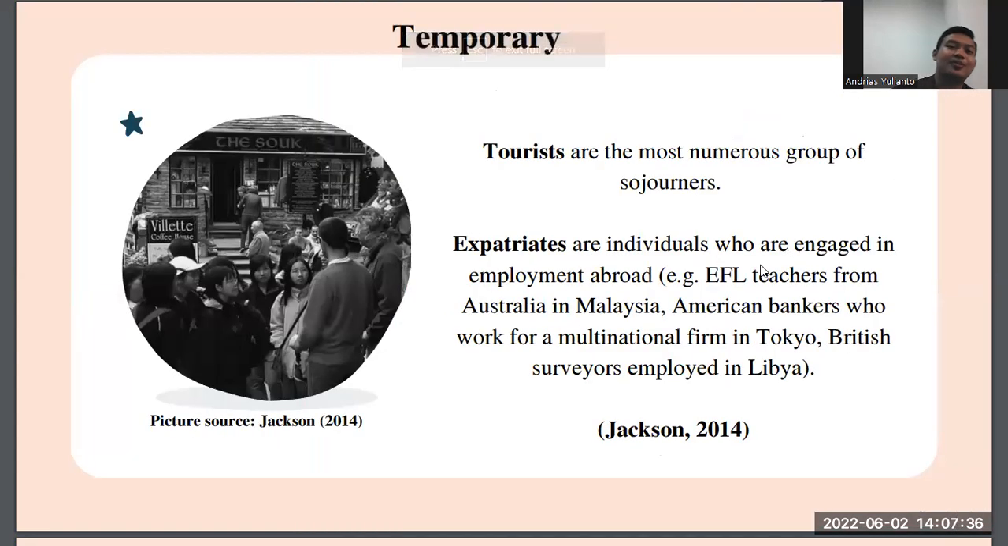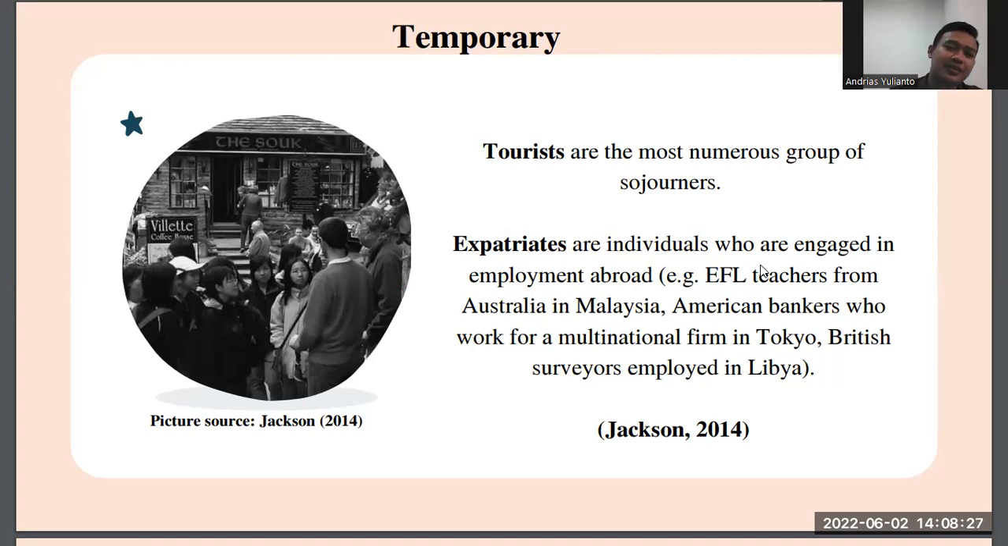Tourists are the most numerous group of sojourners. They usually stay abroad for only a short time, only a few days, weeks, or months, to sightsee, to enjoy a holiday, to meet new people or to meet their friends. Several subgroups of tourists have focused aims, such as eco-tourists. They travel to explore nature, and some of them are just travelers. They extend the period and seek out interactions with local people.